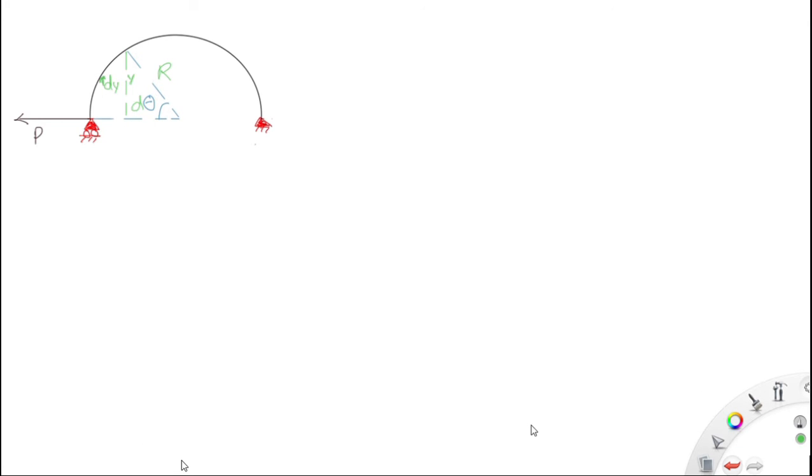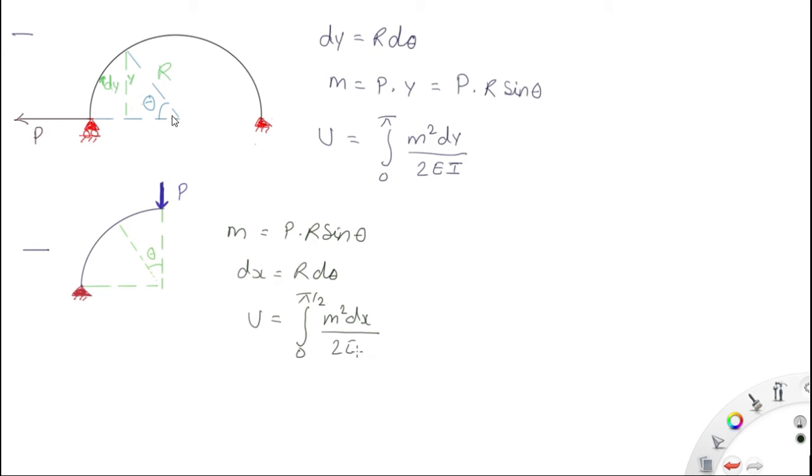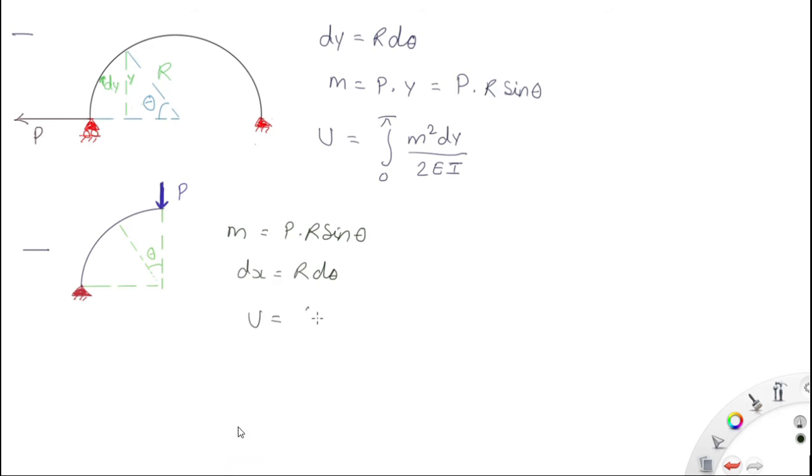Once again, this is a simply supported beam in which this truss member has been bent into a semicircle. So the extension dy is equal to r d theta, M is equal to P into r sin theta, U is equal to the integral from 0 to pi of M square dy by 2EI, because the rod is from here to here, so the angle is moving from theta 0 to pi. And y is r sin theta, dy is r d theta.